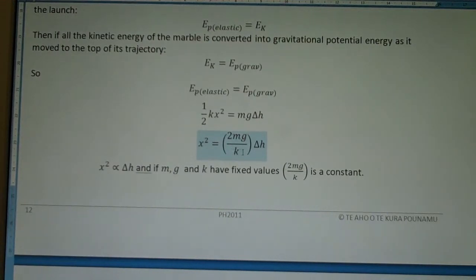And I think if we measured how hard you had to pull at that balloon to make it extend, it may not be completely linear, but it's certainly going to be to a certain approximation. So it's reasonable to expect that x squared is proportional to delta h. So plotting a graph of x squared against delta h is a good idea.